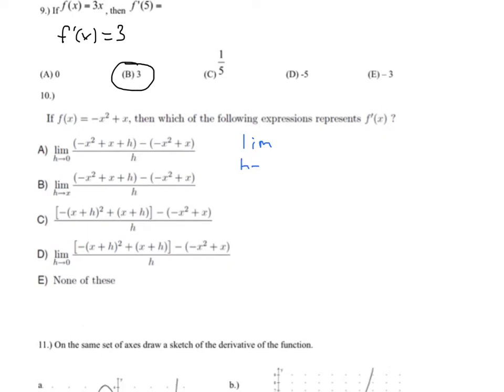as h goes to 0, f of x plus h. So we'll have negative (x plus h) squared. So I'm plugging in x plus h here. I have to plug in x plus h here. And then we have to subtract the original function. So minus f of x again. Minus negative x squared plus x, all over h.